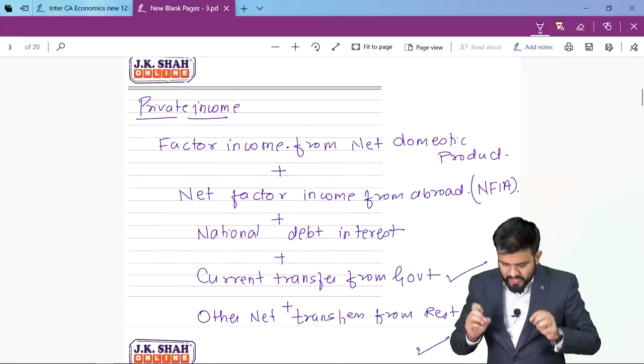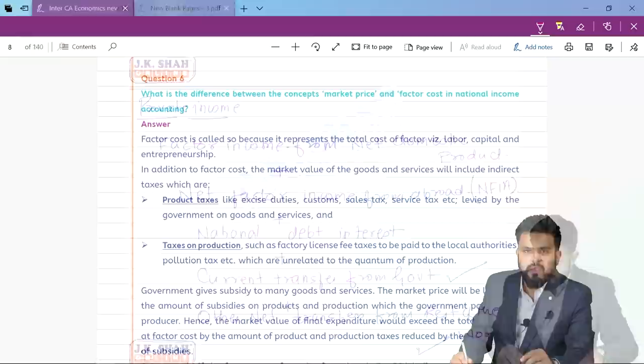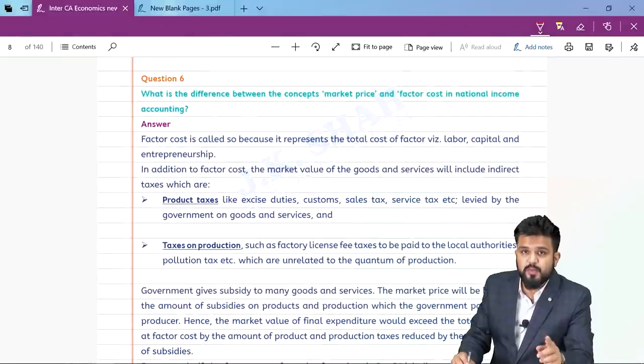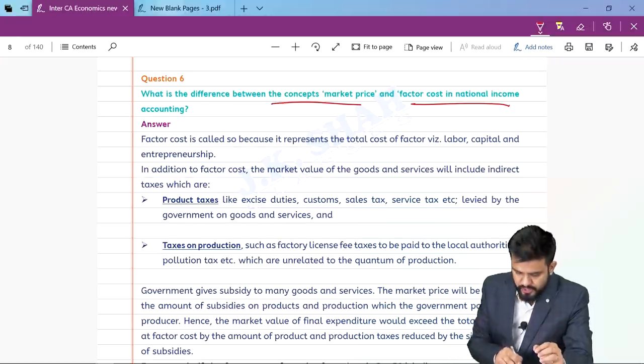So this was newly added in your syllabus. Please make a note. This was about private income. Now students, one question may come. What is the difference between market price and factor cost? So it is already given here. You just need to see.